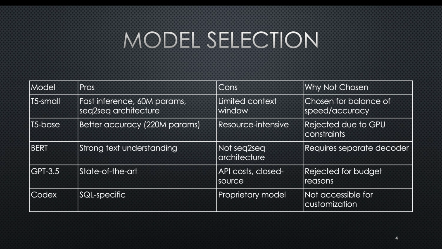We experimented with several models. T5 small was chosen for its balance of speed and accuracy with only 60 million parameters, making it lightweight and fast. T5 base and larger models were more accurate but required much more computation power and were taking more time to respond to our queries. BERT wasn't suitable since it's not sequence-to-sequence, and GPT-3.5 or Codex were either too costly or not customizable. T5 small gave us the best trade-off for our resources and project handling.